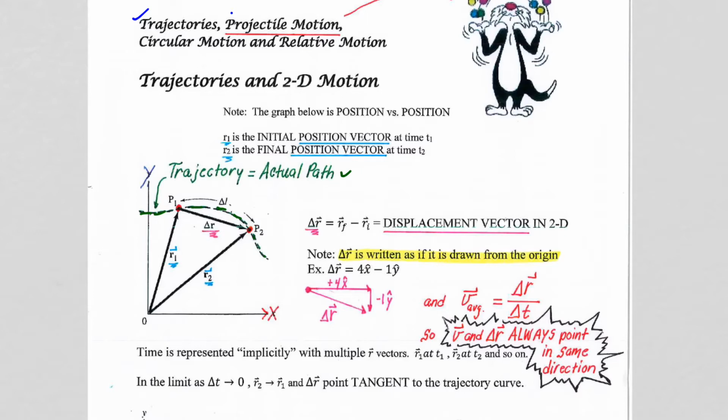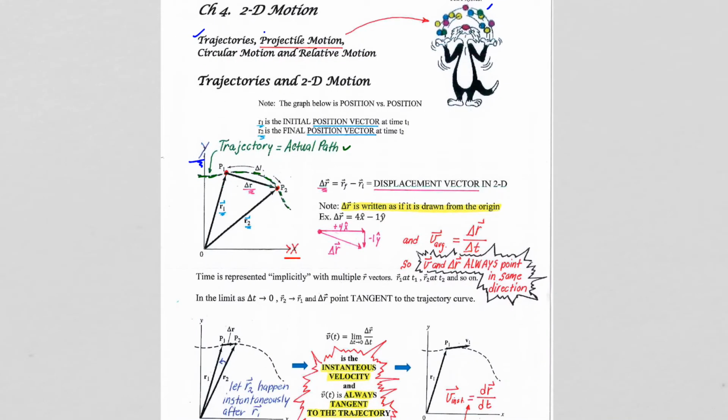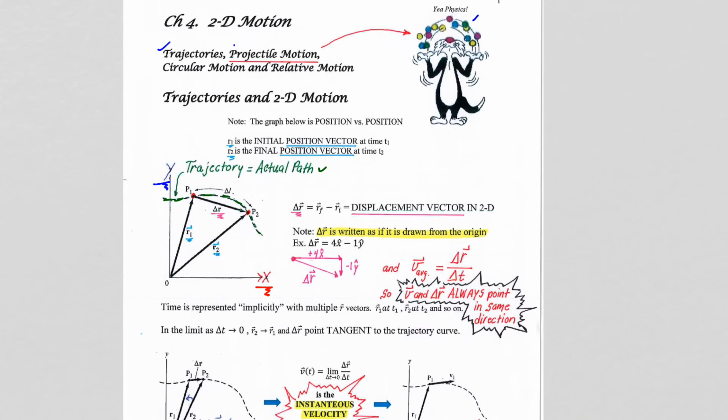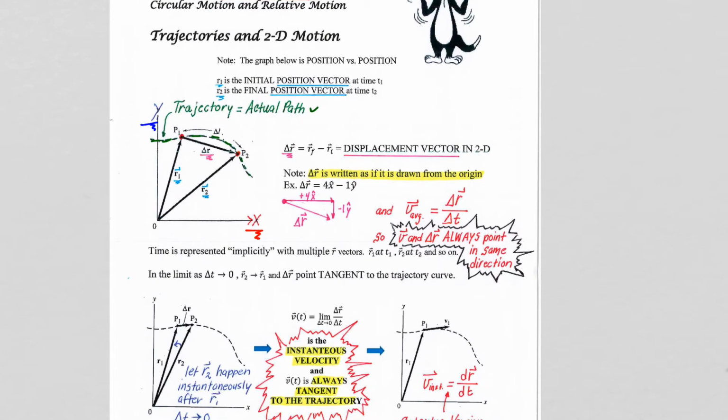Now, notice on this graph we no longer have position versus time. We actually have position versus position. So we have the y position, we have the x position, position versus position, and time is definitely in this representation, but it's there implicitly. So at time t1, as it says here, the object has a position vector r1, and at time t2, the object has a position vector r2.